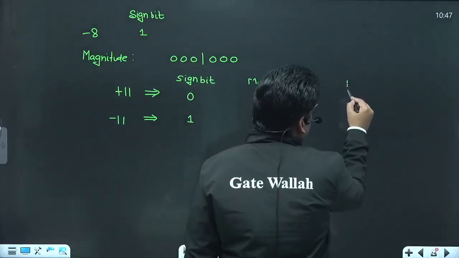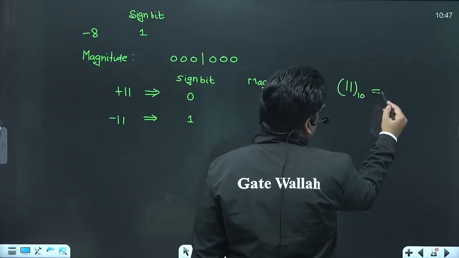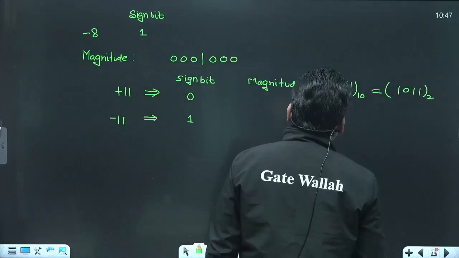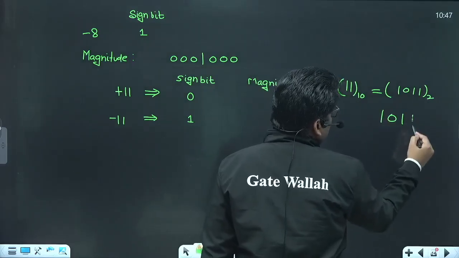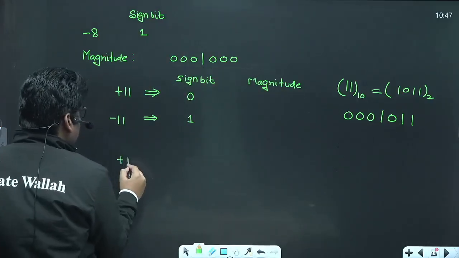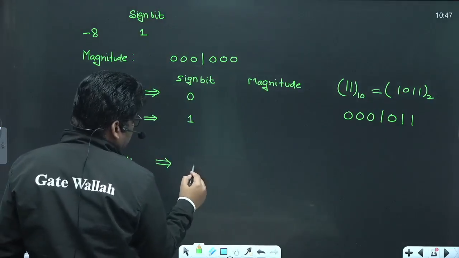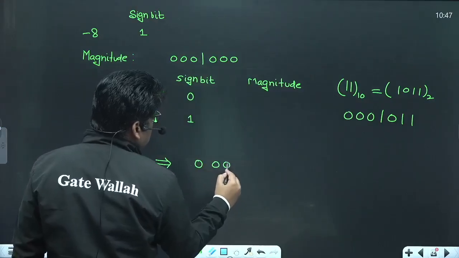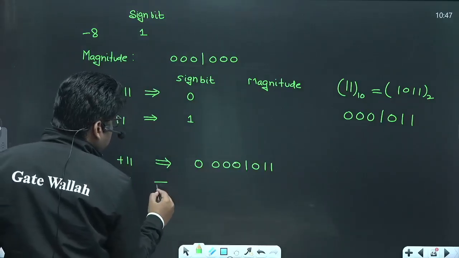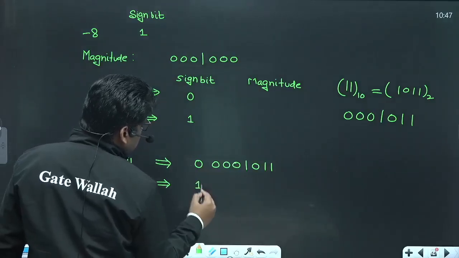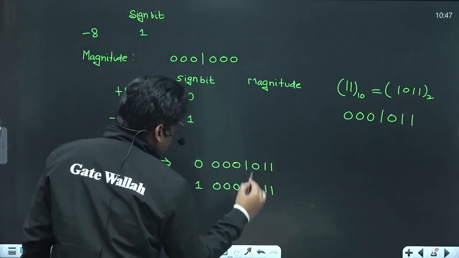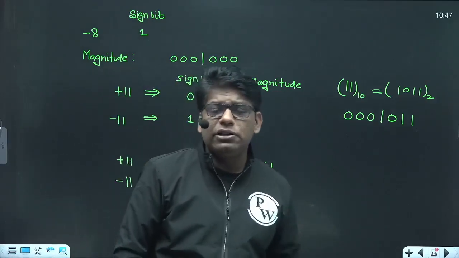Sir, we know that 11 in decimal can be written as 1011 in binary. So the magnitude in 7 bits is something like this. So can I say plus 11 is nothing but 0 0 0 0 1 0 1 1. Minus 11 would be stored similarly. See, this is the sign bit and this is the magnitude. Everything is good with this method.